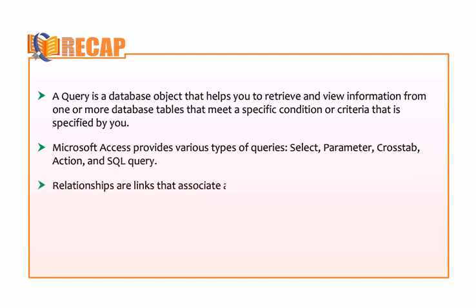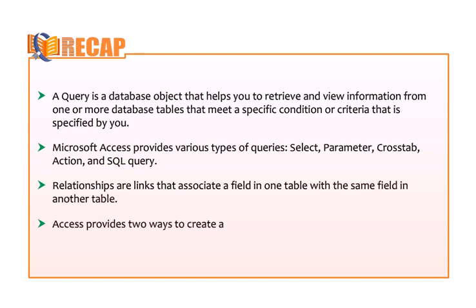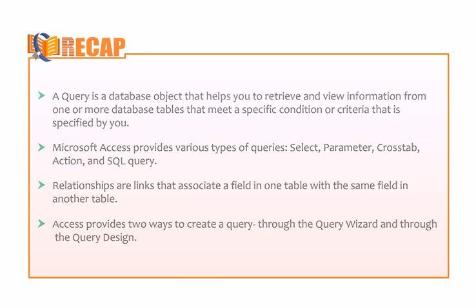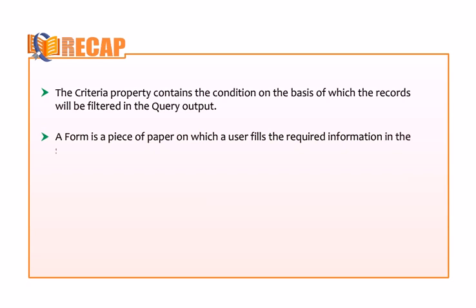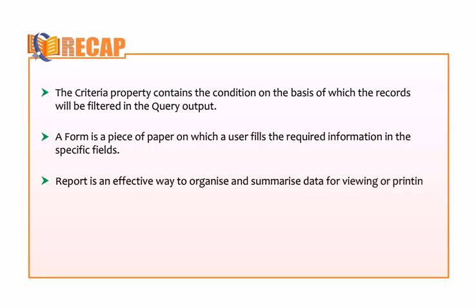Relationships are links that associate a field in one table with the same field in another table. Access provides 2 ways to create a query: through the query wizard and through the query design. The criteria property contains the condition on the basis of which the records will be filtered in the query output. A form is a piece of paper on which a user fills the required information in the specific fields. Report is an effective way to organize and summarize data for viewing or printing.